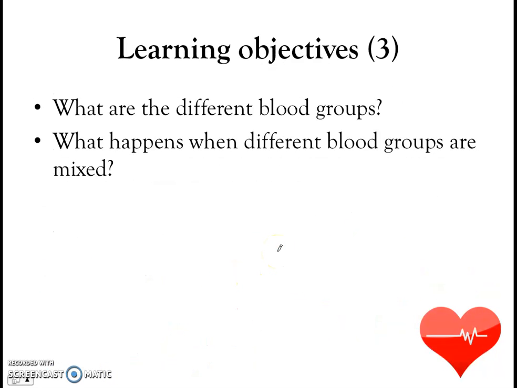Right, now we've learned about the basics of what happens in our blood. We can go on to learn about what exactly the different blood groups are, right? And then what happens when we mix different blood groups together. So that's what we're looking at for the rest of this video.